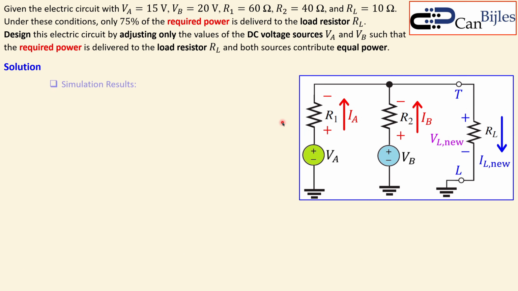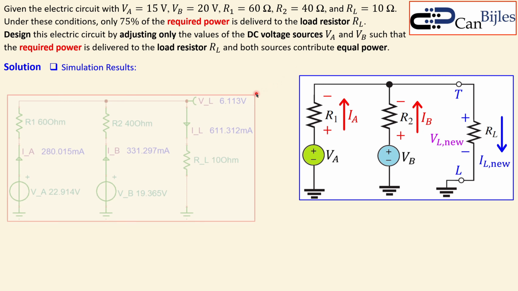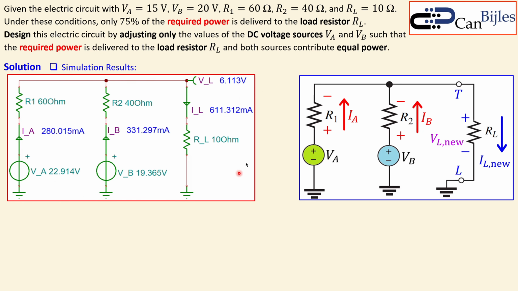Let's see what we have in our simulations, because we have now done the required calculations. We have found the new VA and VB. Let's also check that. This is the simulation diagram, the circuit I have drawn in the simulator. You can see the VA and the VB, the new values, R1 and R2 here, and also the load.